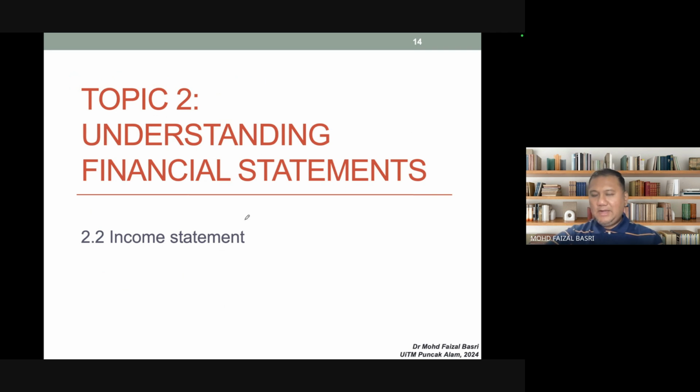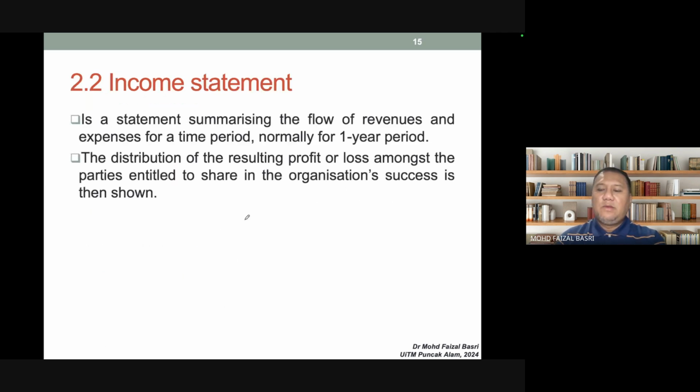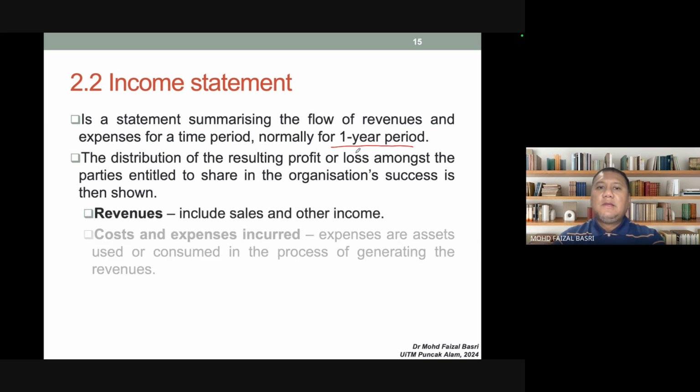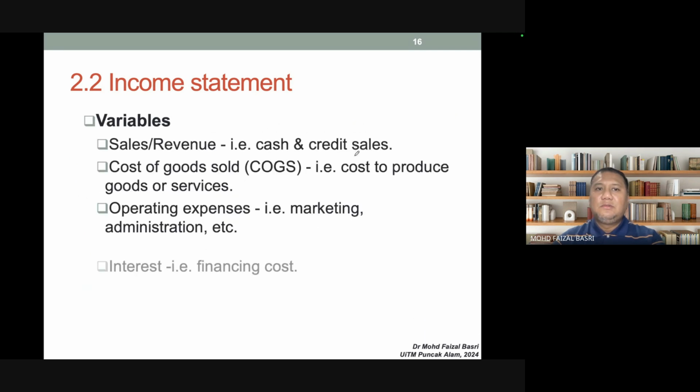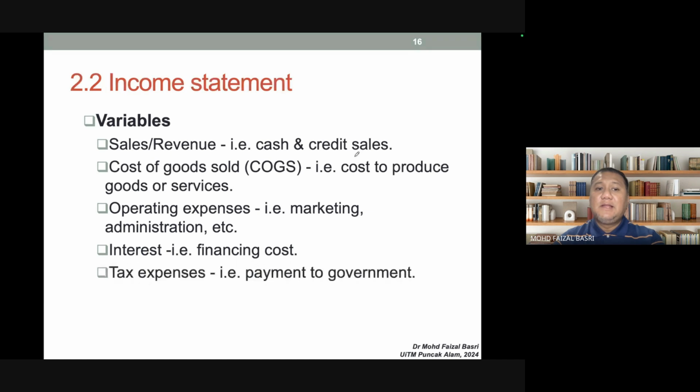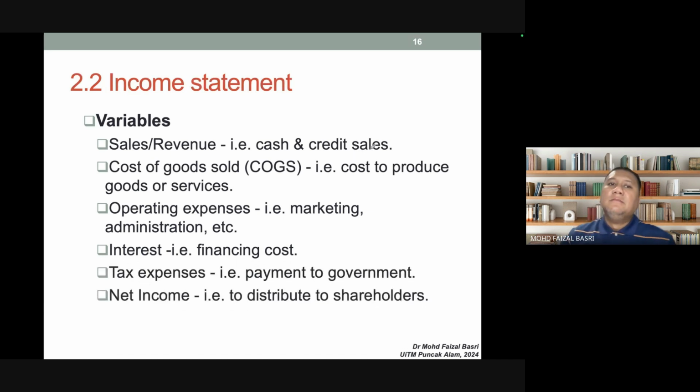Okay, ada soalan ke? Kalau tak ada, we move on to the second statement. Okay, this is lagi straightforward, the income statement. Okay, whereby the income statement will summarize the inflows and the outflows within the same period. Okay, sama juga tempoh 1 tahun. And I'm gonna go straight to the items untuk income statement. So these are the typical items yang ada dalam income statement.